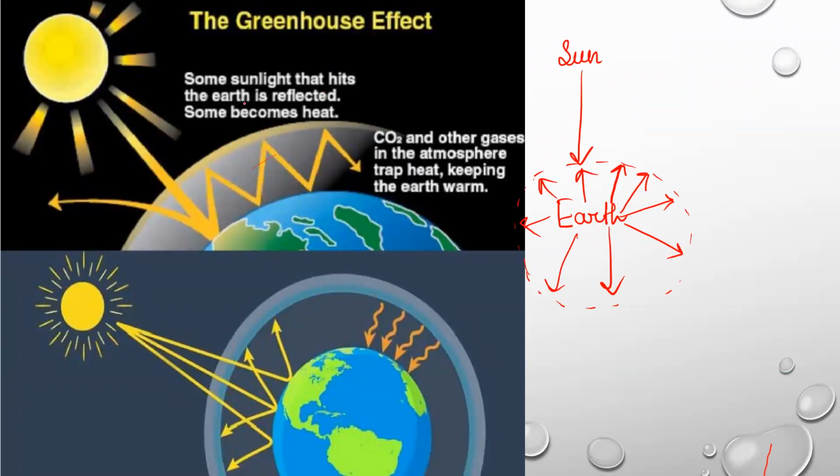See, some sunlight that hits the earth is reflected. Obviously, some are reflected back, fine. But what reaches the earth, some part of it gets absorbed. Now, when time comes for re-radiation, that is not going out. It is getting trapped in greenhouse gases. This part is your greenhouse gas. See, CO2 and other gases in the atmosphere trap heat, keeping the earth warm.